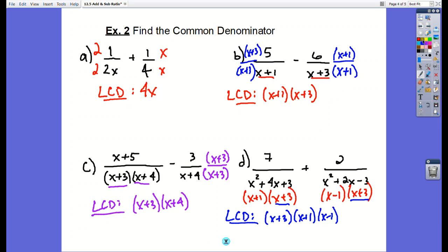So when you actually do this, you would multiply this fraction by x plus 1 over x plus 1. And this fraction you need to multiply by x minus 1 over x minus 1. Whatever it's missing, so then these two denominators are identical. That makes the common denominator.